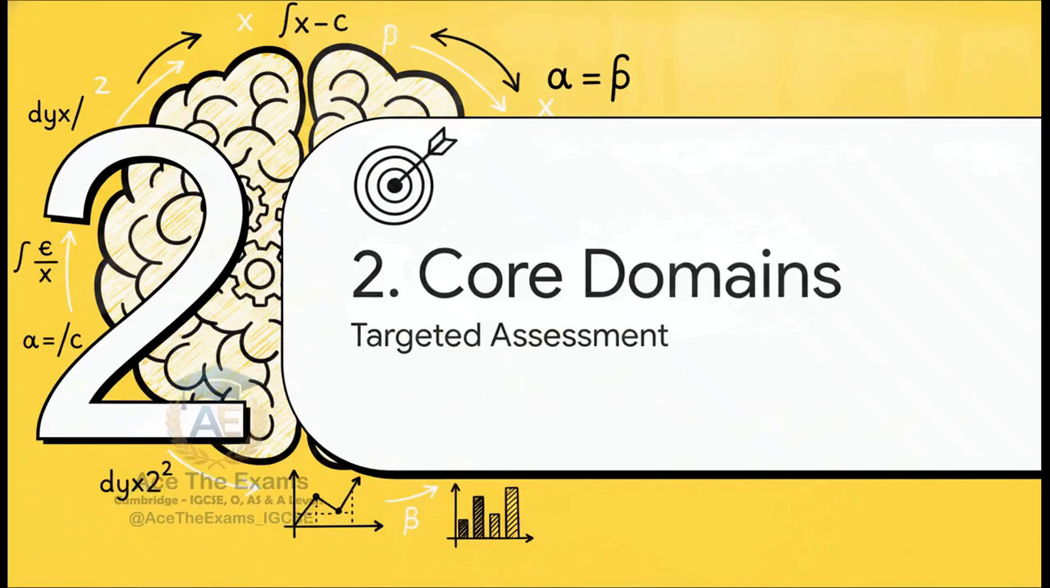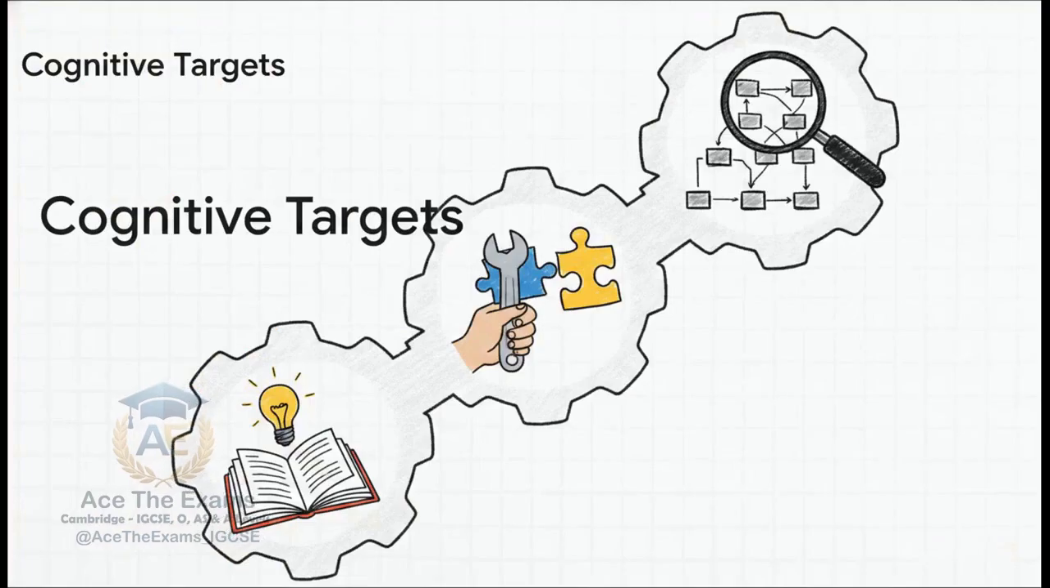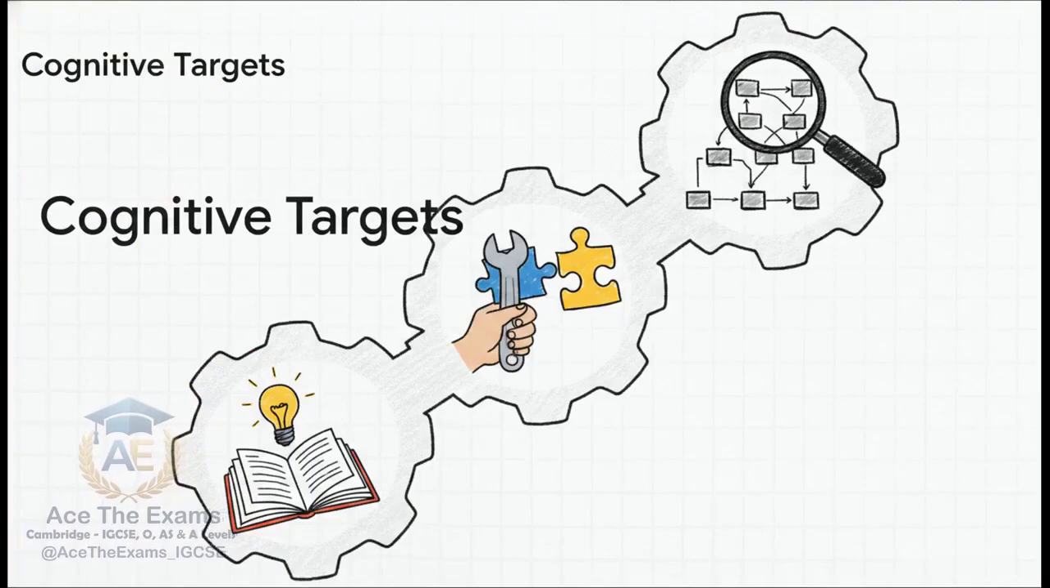Moving on to section 2, core cognitive domains. If you want to beat the game, you absolutely have to know how the points are scored. And the examiners are actively targeting specific cognitive areas when they look at your paper. There are 3 distinct cognitive domains at play in every single exam question: knowledge and understanding, application, and analysis.